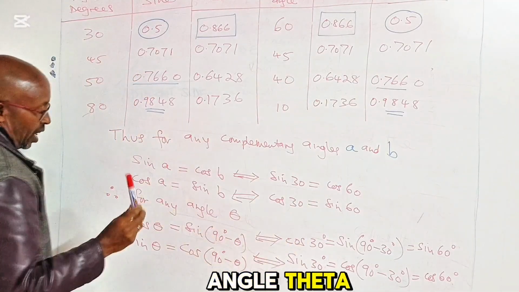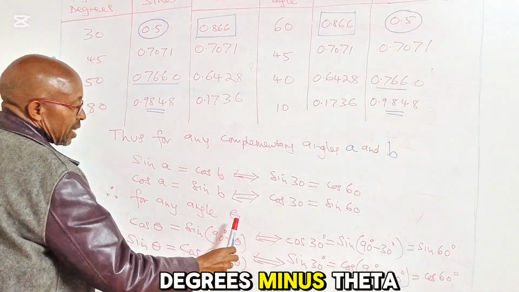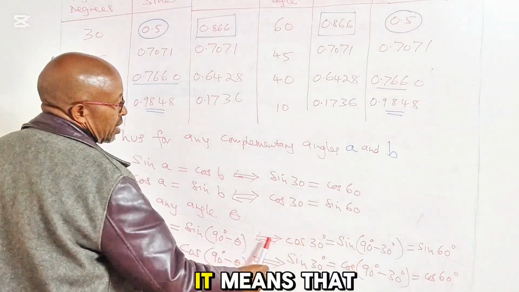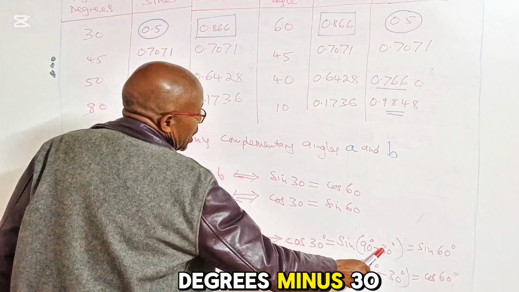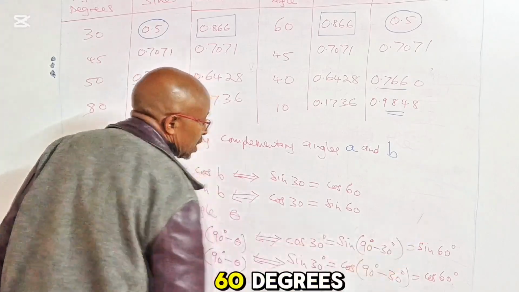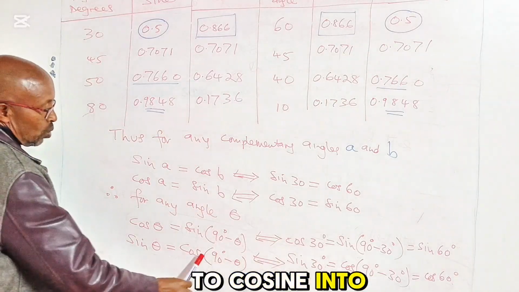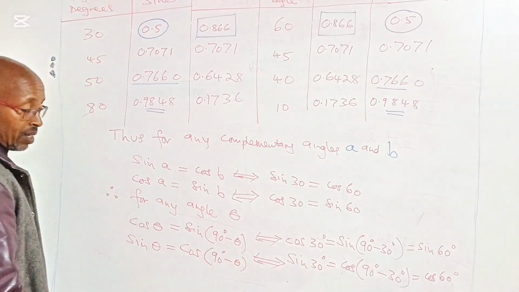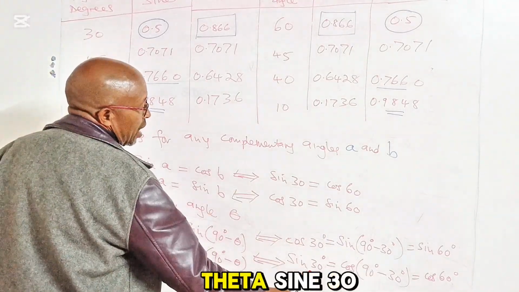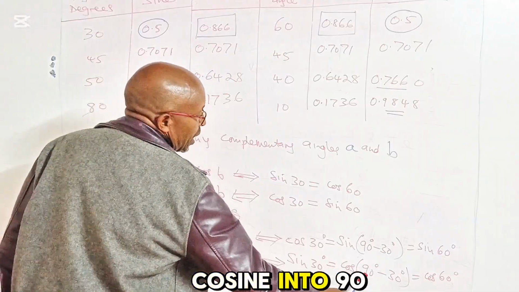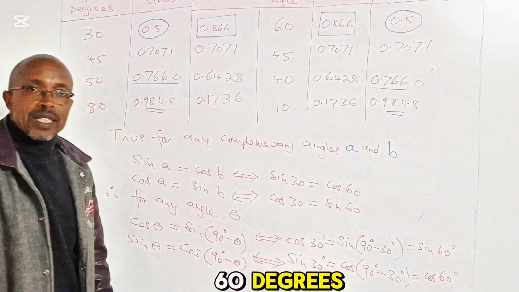Therefore, for any angle theta, cosine of theta is always equal to the sine into bracket 90 degrees minus theta. Taking the example of 30, it means that the cosine of 30 degrees is always equal to the sine of 90 degrees minus 30 degrees, which is equal to the sine of 60 degrees. Then the next one, sine theta is always equal to cosine into bracket 90 degrees minus theta. Taking the example of 30 degrees as theta, sine 30 degrees is equal to cosine of 90 degrees minus 30 degrees, which is equal to cosine of 60 degrees.